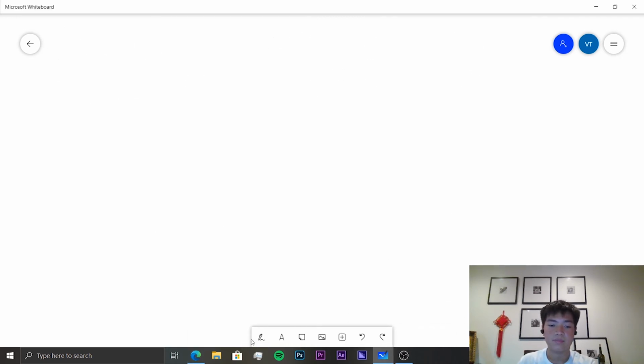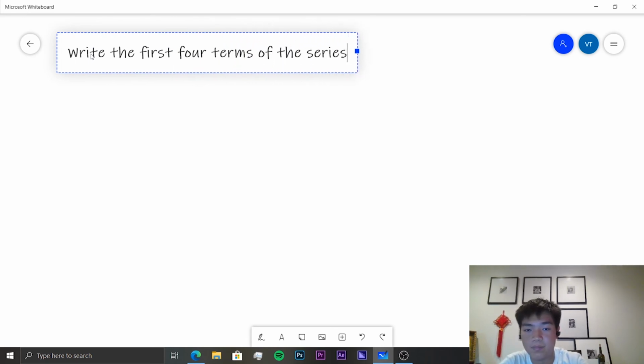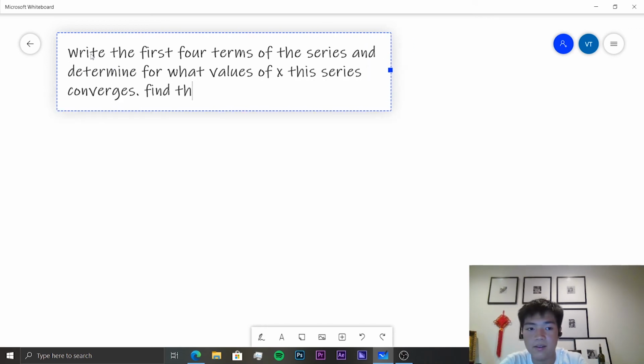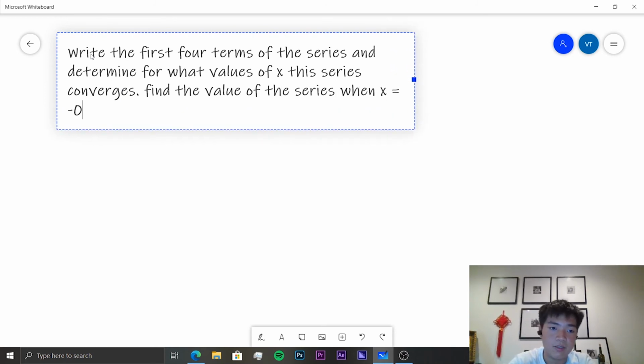So, final problem is: write the first 4 terms of the series and determine for what values of x this series converges. Find the value of the series when x is equal to negative 0.8. Let me just write out the series because it's in sigma notation.